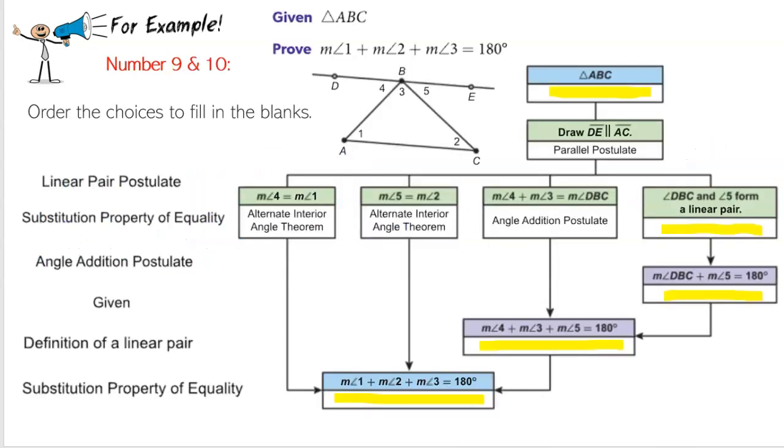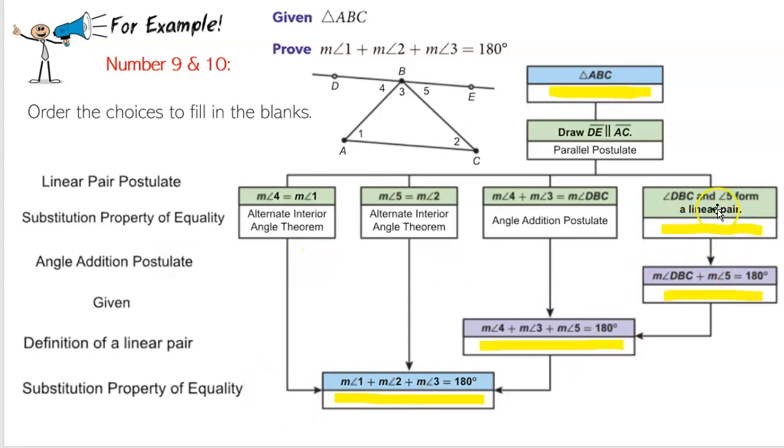So this is the last one I'm going to go over. It is a proof, and we've got these highlighted spots we're going to fill in the blank. You've got your choices right here to fill in, and you're given your proof right here. So triangle ABC, we want to prove that measure of angle 1 plus measure of angle 2 plus measure of angle 3 equals 180 degrees. Again, in this first spot, you're going to put given. This is a given. So really, we only have these to deal with.